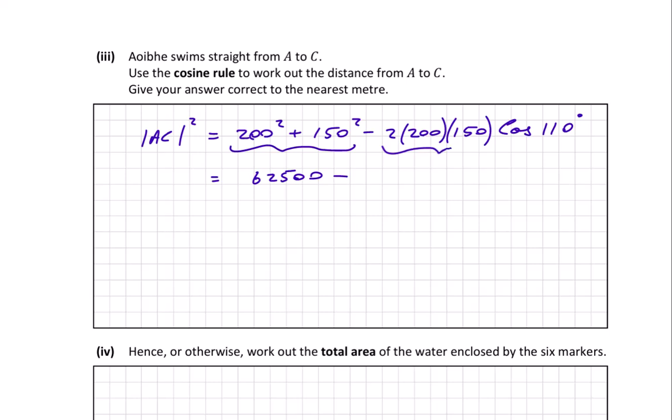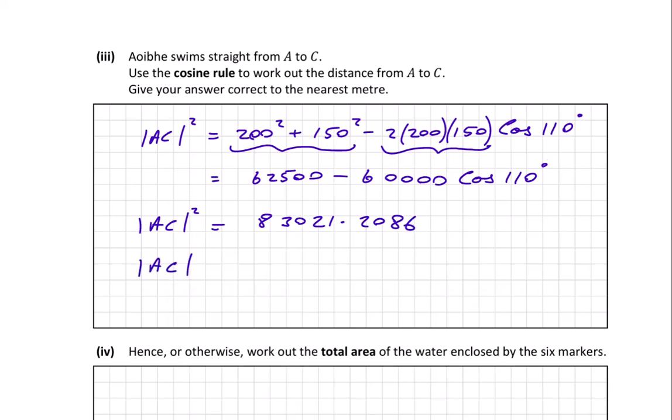And then if you do these ones, you'll get minus 6 0.0000 60,000, and then we've got the cos of 110 as well. Okay, so AC squared, when you do all of this on the right hand side, you will get 83021.2086. We've got to get the square root of both sides to get rid of that 2 up here. So when you get the square root of the right hand side and round it to the nearest meter, it's going to be 288 meters.